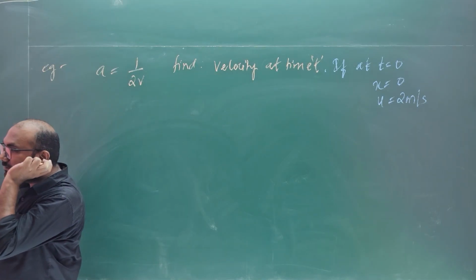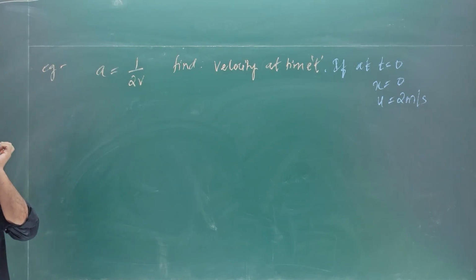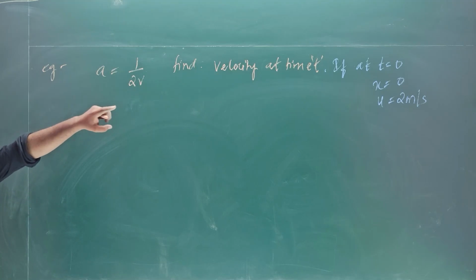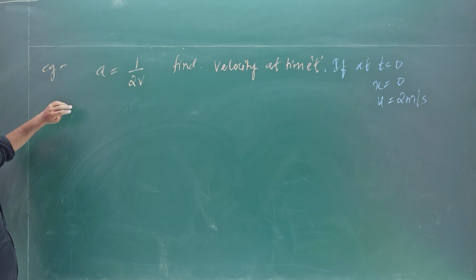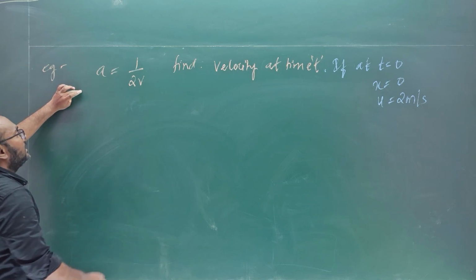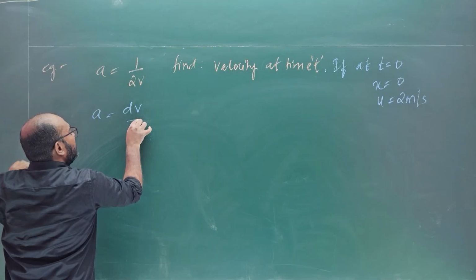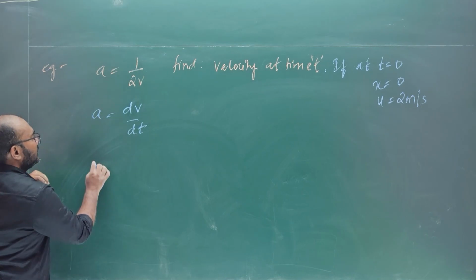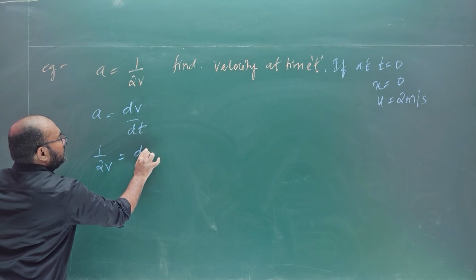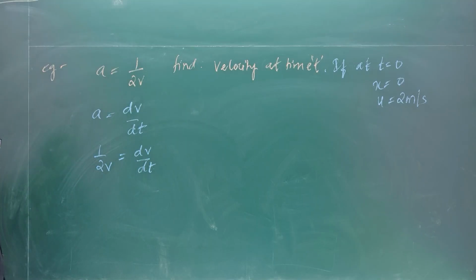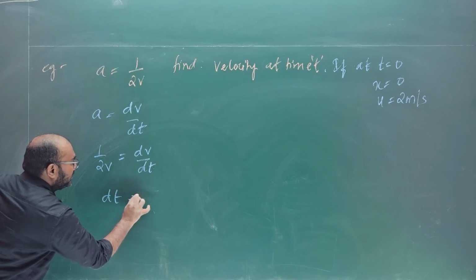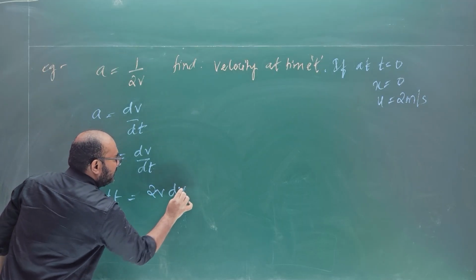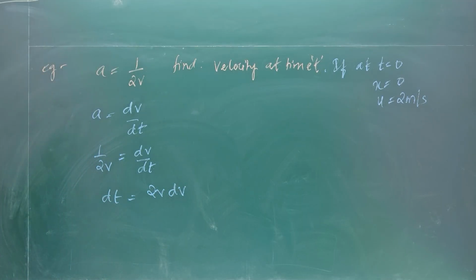First tell me, is v a function of x or v a function of t? Very good. v is a function of t this time. Why? Because we are finding at time t. Now, if v is a function of t, then acceleration can be written as dv upon dt. What is the acceleration value? 1 upon 2v. So 1 upon 2v is equal to dv upon dt. Can I write like this? Or dt can be written as 2v dv.